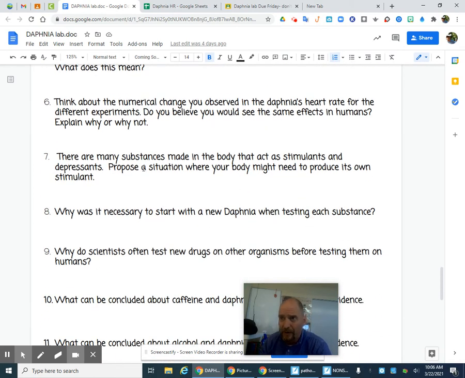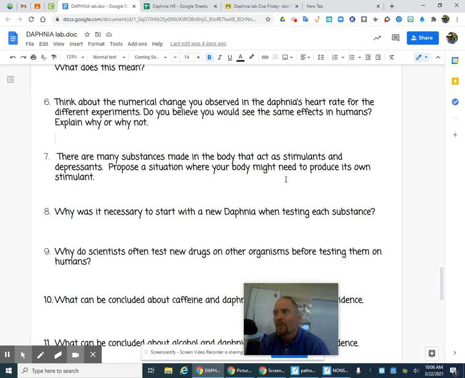You know, pretty much if you looked it up, you'd see, yeah, the answer is yes. We have a heart, it has receptors on it. The receptors respond to things like caffeine and alcohol. All you have to do is look up studies and see how they affect us. There are many substances made in the body that act as stimulants and depressants.